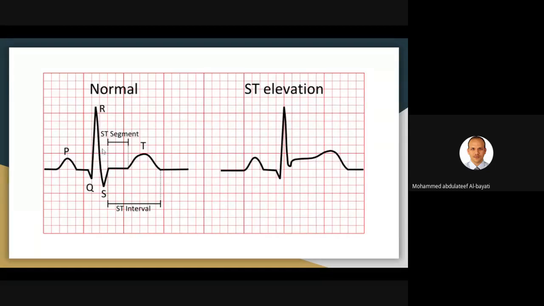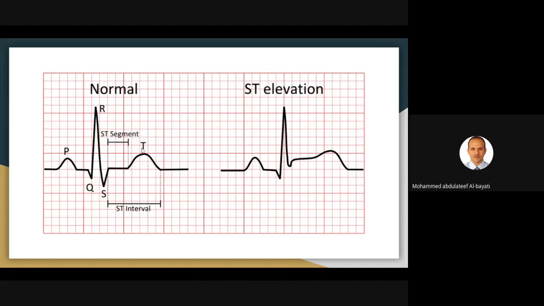So what about the ST elevation? This is the normal ECG. We can see the waves of the normal ECG, starting with the P wave, the QRS complex, followed by the ST segment. After the S is the T wave, so the distance or voltage from the S wave to the T wave is called the ST segment.